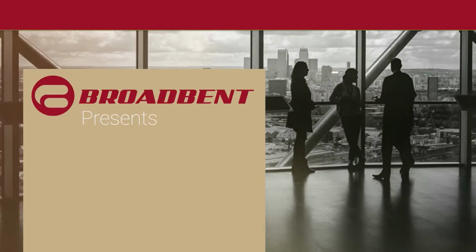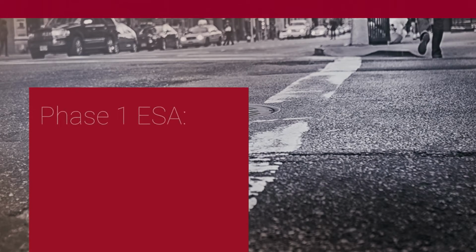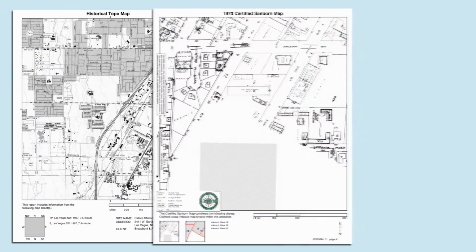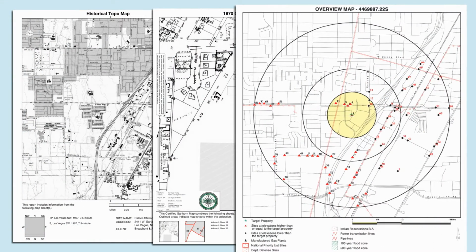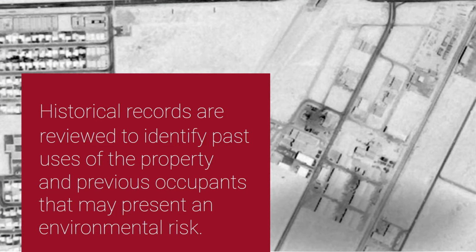Today, I'd like to discuss Phase 1 environmental site assessments, or Phase 1 ESAs, or simply Phase 1s. A Phase 1 ESA is an investigation to determine whether a property may be contaminated. The Phase 1 ESA utilizes a variety of historical resources, including local, state, and federal records, to identify past uses and/or occupants of the property that may present an environmental risk.